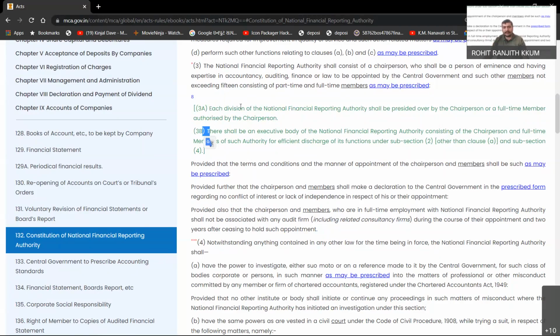So look at 3A and 3B. 3A says whatever division you are making, who shall be the member? President, that means chairman, and one full-time member. Who is the full-time member? The list we have studied right now, they all are the members. So one member from them and the chairman himself combinedly will be the management body for each and every division. And they need to make one executive body, and this is the composition.